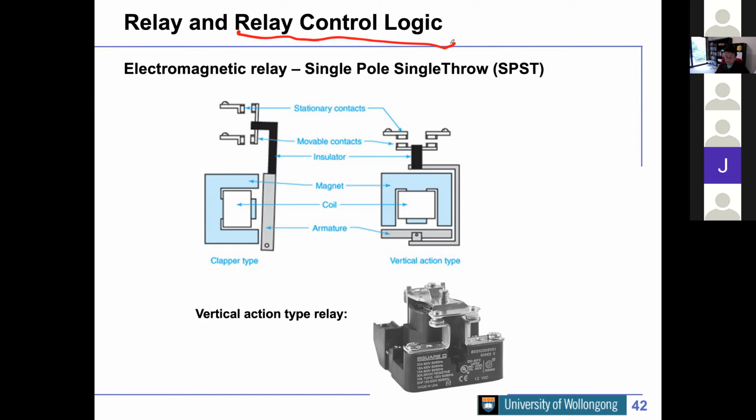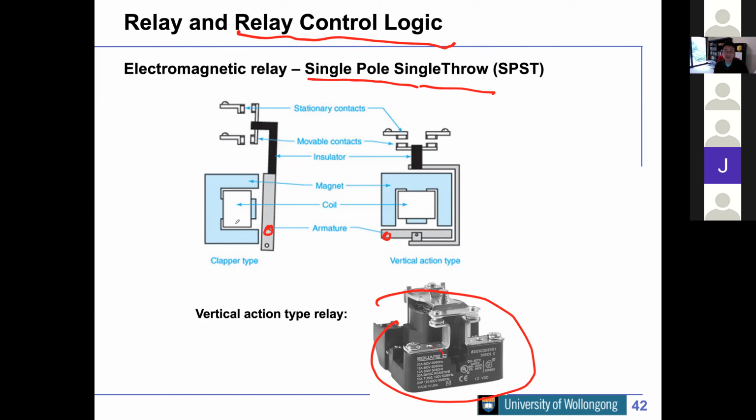So this is a figure of a relay. There are many different kinds of relays, and this is a single pole, single throw relay. So what's the pole? The pole is also called the armature. It's the moving part of the relay.